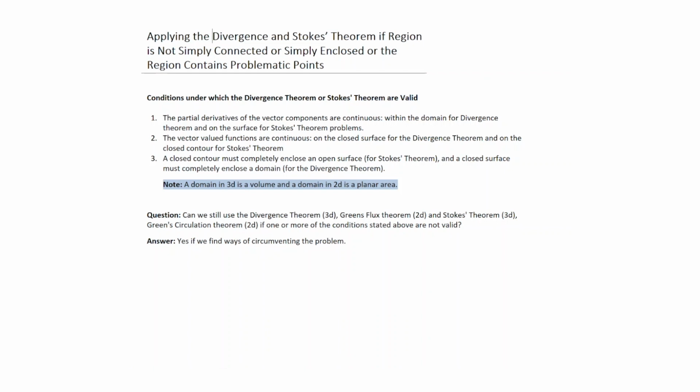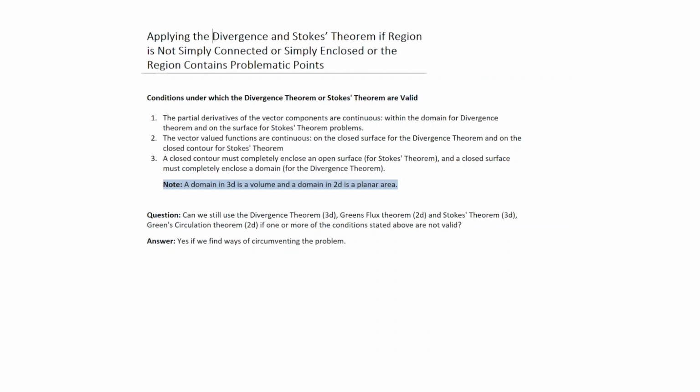The vector valued functions are continuous on the closed surface for the divergence theorem and on the closed contour for Stokes theorem. And third, a closed contour must completely enclose an open surface for Stokes theorem, and a closed surface must completely enclose a domain for the divergence theorem. Note that a domain in 3D is a volume and a domain in 2D is a planar area.